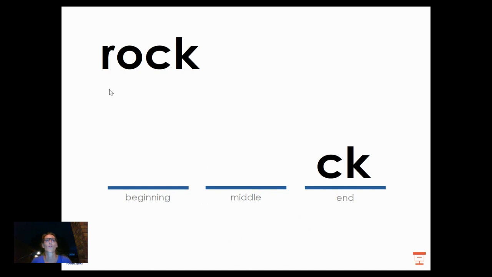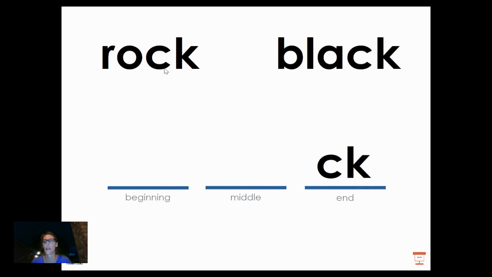This word is rock. So you have the ah. Because it's a short vowel and we hear k at the end, we're going to spell it with a CK. Black. Ah is a short vowel sound, and so we hear k after the ah. We're going to spell it with a CK.